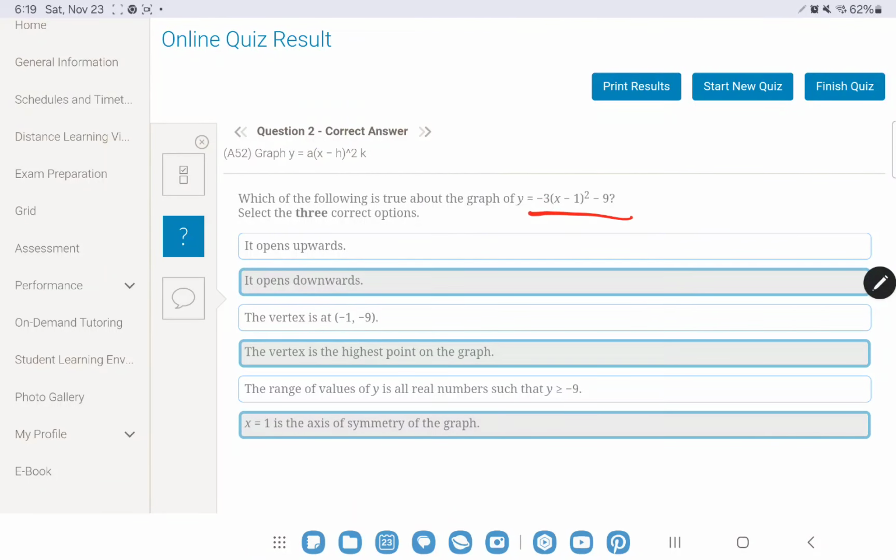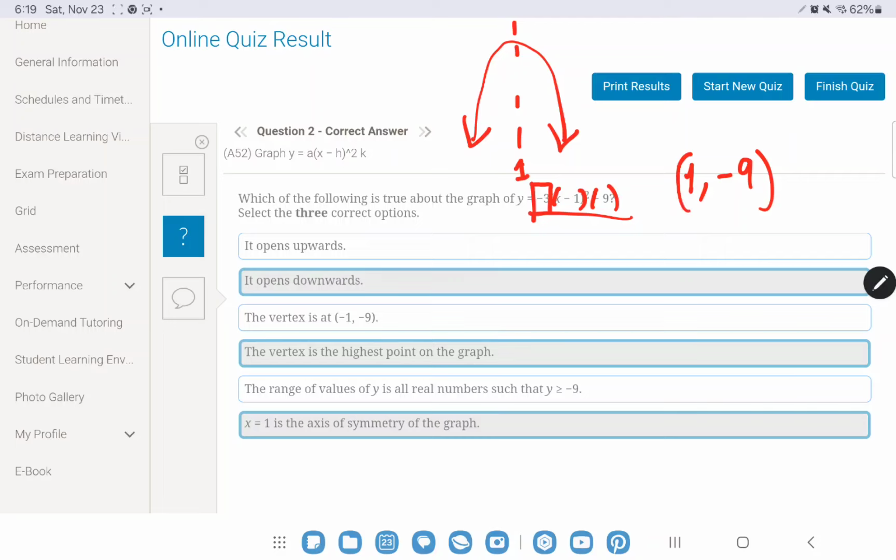So here we have a quadratic formula. Let's analyze it. Negative 3 means opening downwards. X minus 1 squared, which means the axis of symmetry is whatever makes it 0. So here what makes it 0 is 1. And negative 9, that's your vertex. So our vertex is 1, negative 9. And we know that its y has to be, since it's opening downwards, less than or equal to negative 9. Opens upwards? No. Opens downwards? Yes.